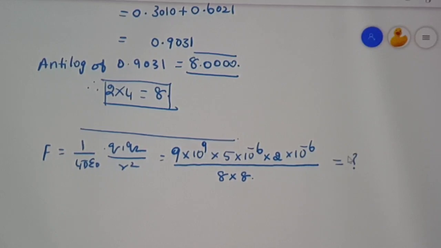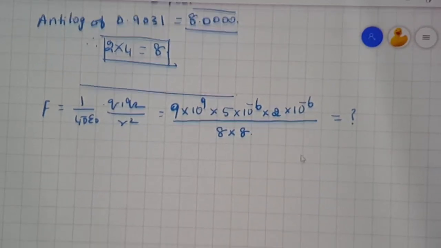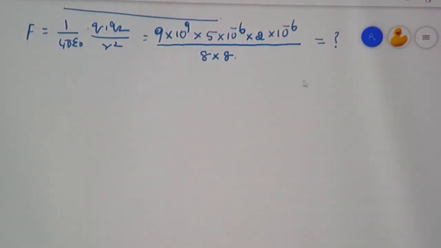You should not multiply as you do in your lower standards. The cancellation process is not allowed in physics. We have to take logarithms and simplify to get the answer for this. So how to get the answer? First of all, I have to take each and every value.